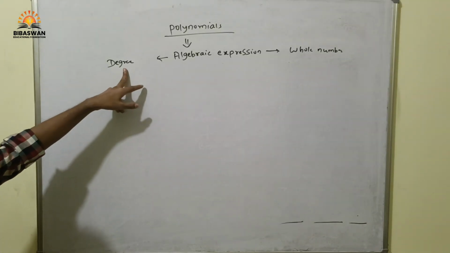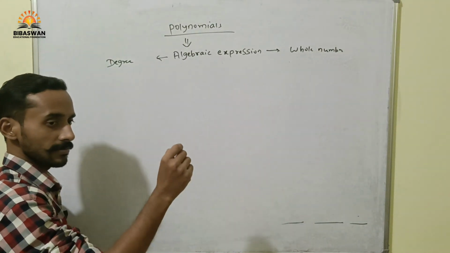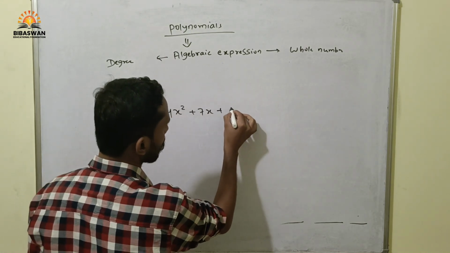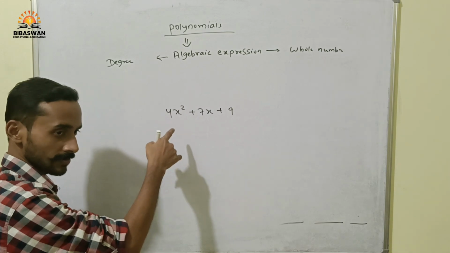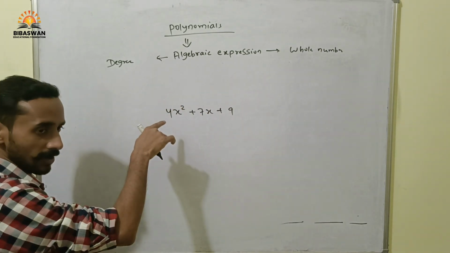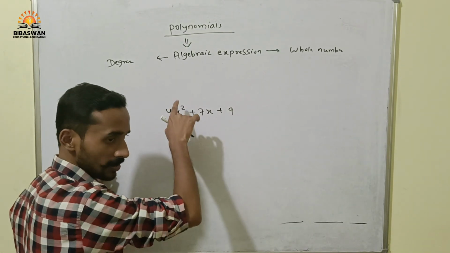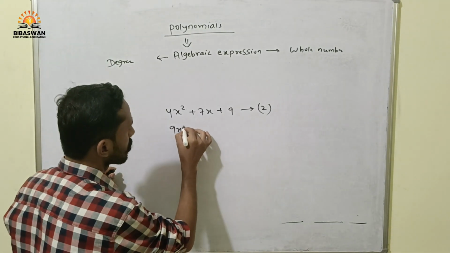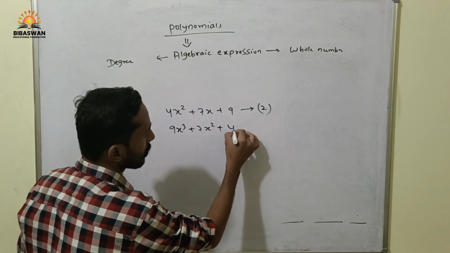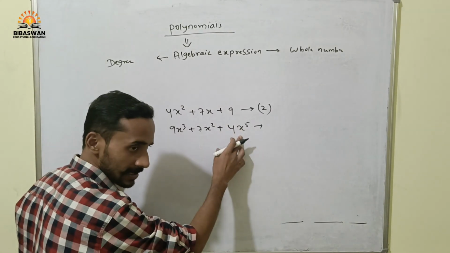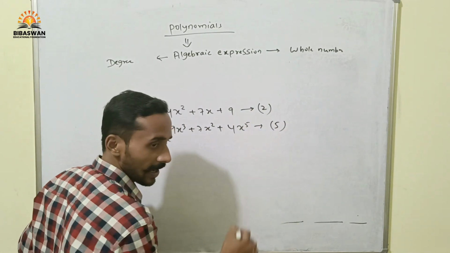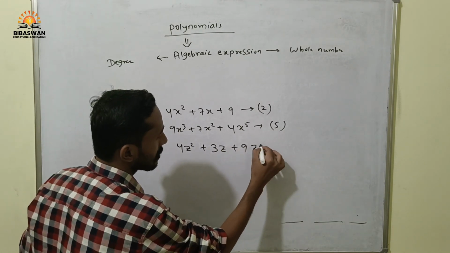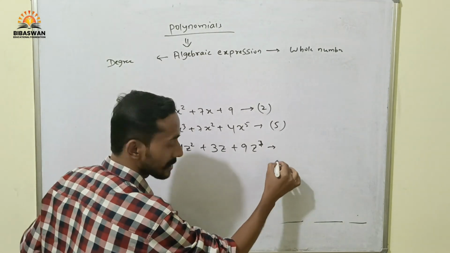Now the first question is, what is degree? Degree is nothing but the highest power of the variable. For example, if you say 4x square plus 7x plus 9, what is the variable here? x. And the highest power of x is 2. Then the degree is 2. Understood? 9x cube plus 7x square plus 4x to the power 5. Now there is a variable x, and the highest power is 5. The degree is 5. 4z square plus 3z plus 9z to the power 7. Here degree is 7. Understood?